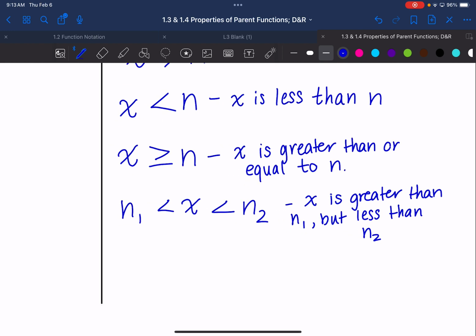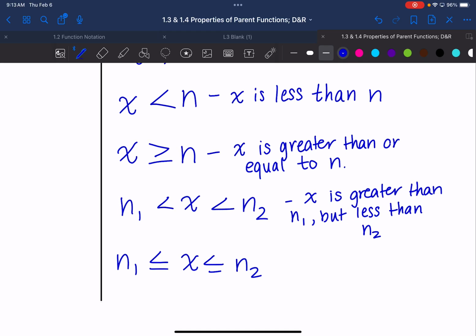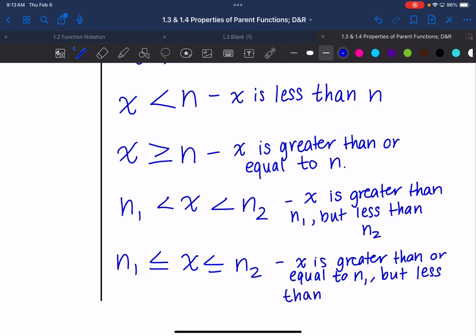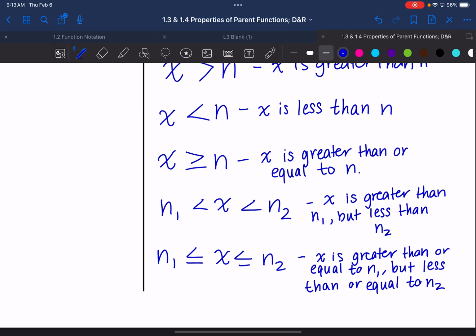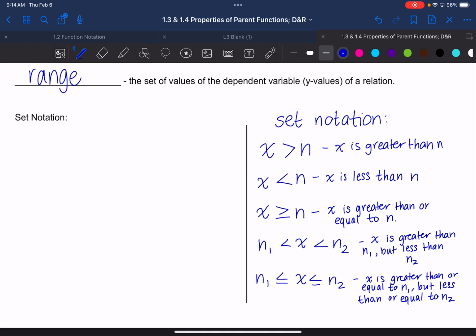And then the same thing if I do the lines underneath. That's just me now including those boundary points, or endpoints, in your domain and range. So this would be x is greater than or equal to n1, but less than or equal to n2. Less than or equal to n2. So the lines just indicate whether or not you're including that boundary point.